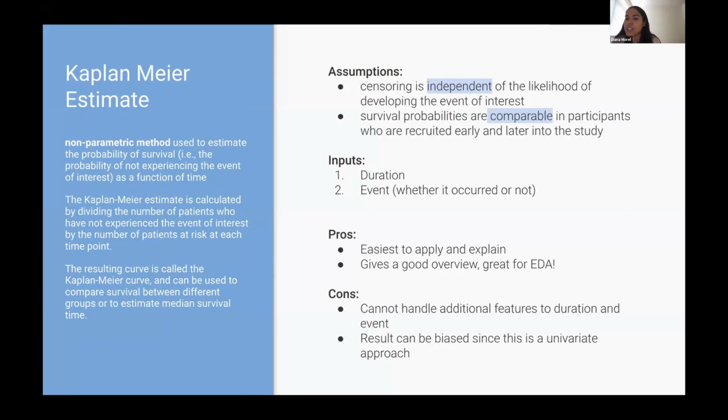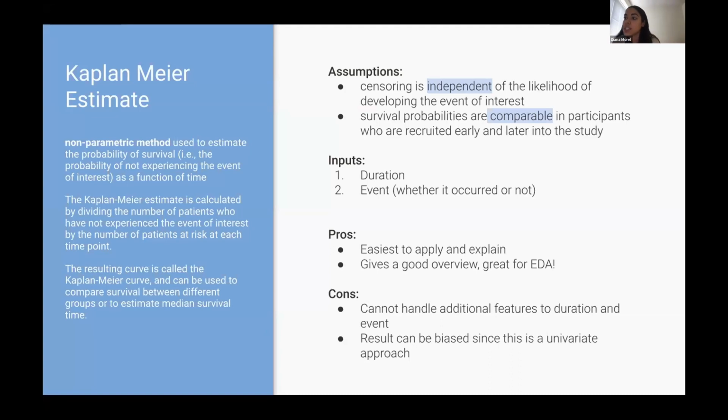And this estimate is calculated, for example, by dividing the number of patients who have not experienced the event of interest by the number of patients at risk at each time point. And the result of this is called the Kaplan-Meier curve, which we'll look at. And this can basically be used to compare survival between different groups and also estimate the median survival time.